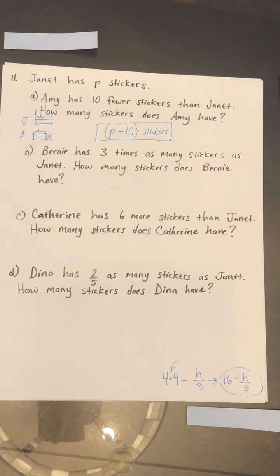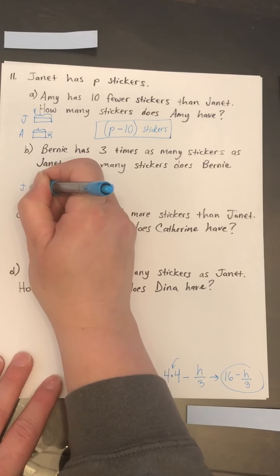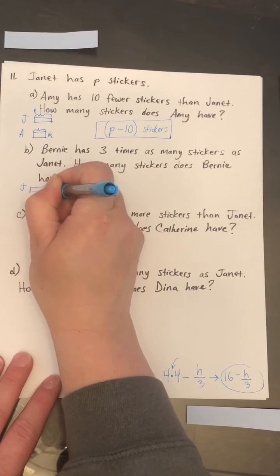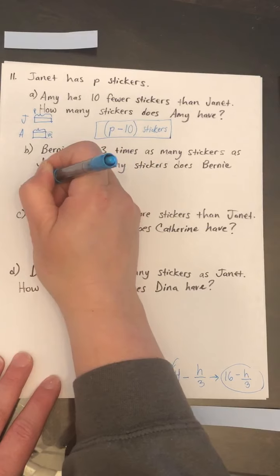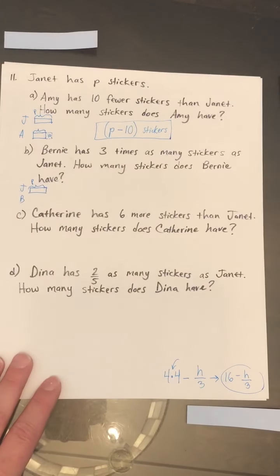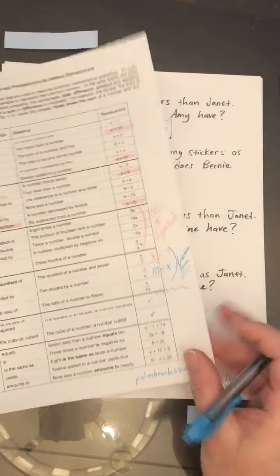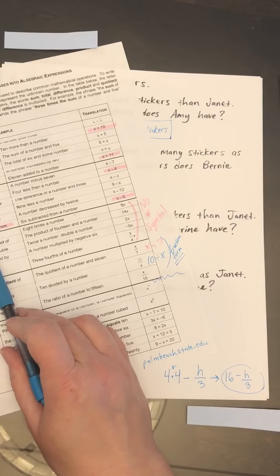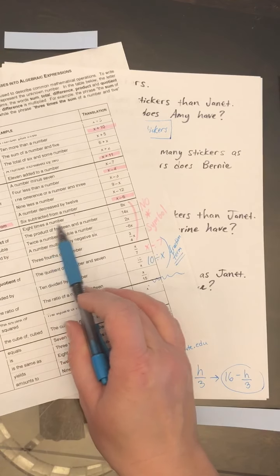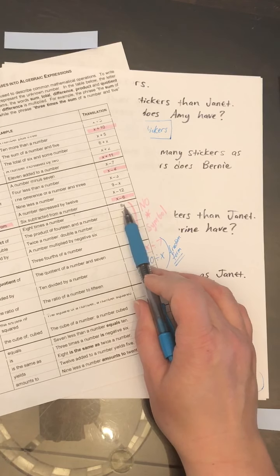Part B, Bernie has 3 times as many stickers as Janet. Ooh, so I still have Janet. Do you remember what she had? Same size bar. We'll call it P stickers. And next we have Bernie with her, and he has 3 times as many. 3 times. That's not exactly in my notes, but something similar. Times means multiply. 8 times a number. Oh, here it means 8 times the variable x.